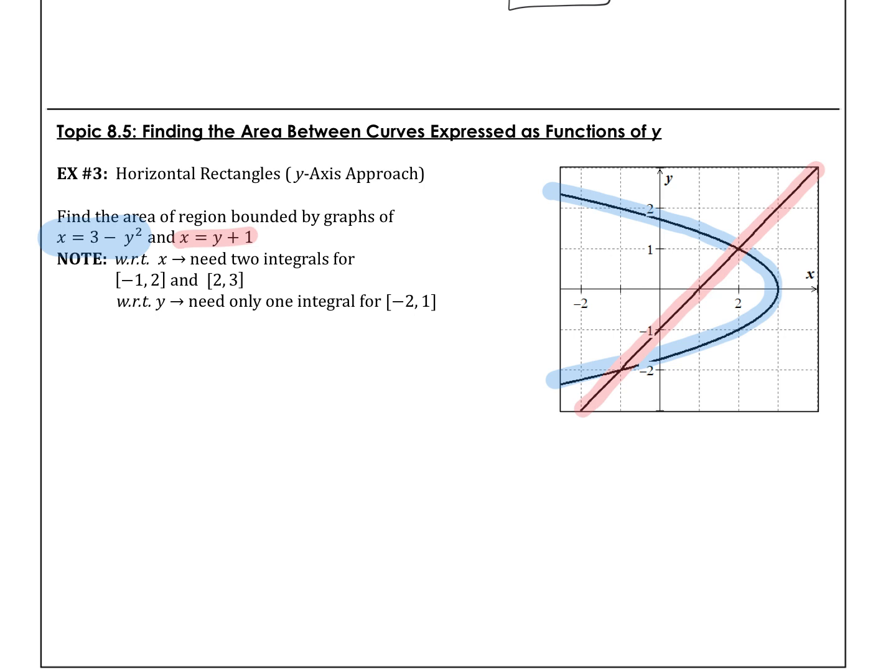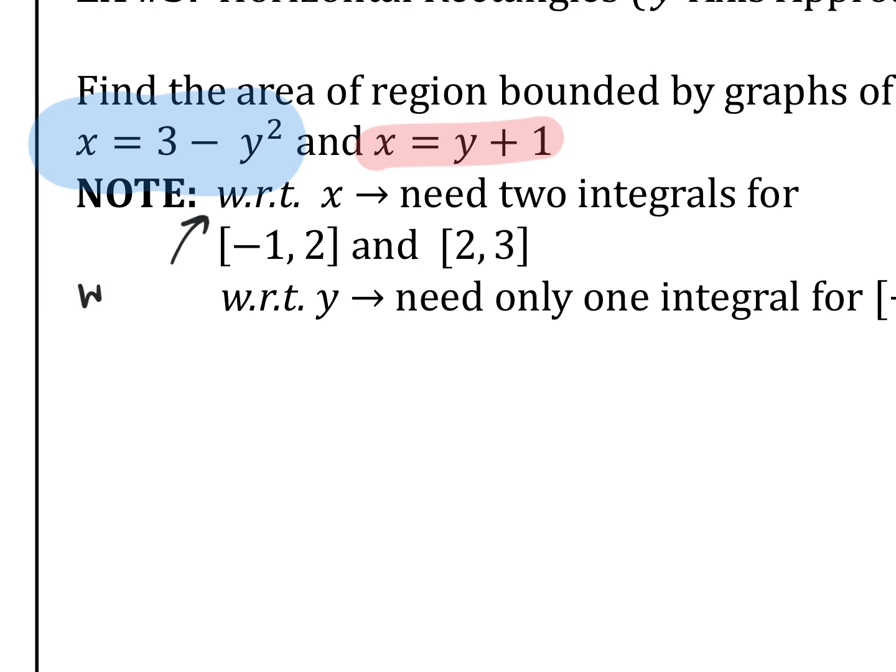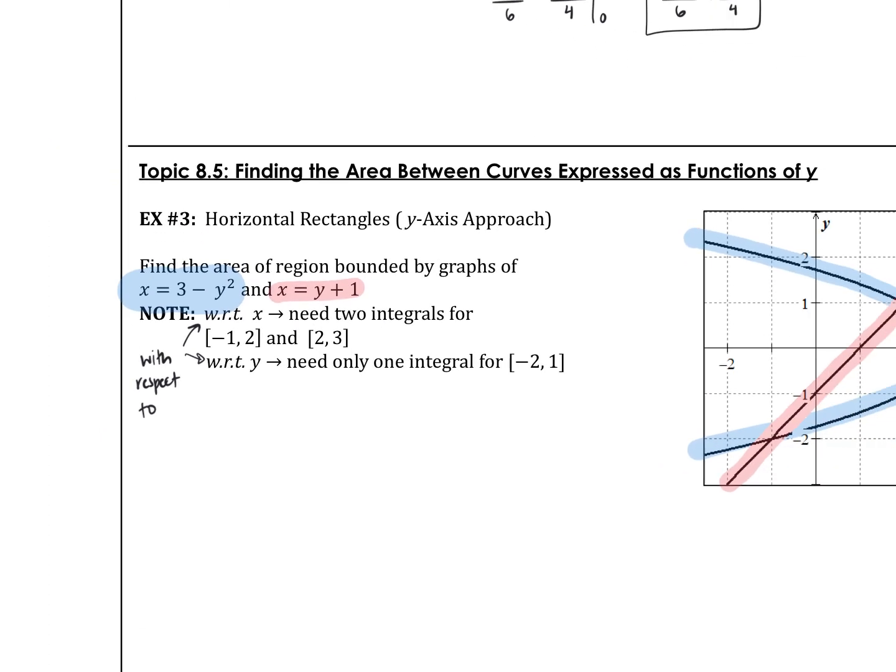Okay? Also, another thing to notice is that sometimes on the homework or sometimes when you're solving these problems, you might not have an answer in terms of x equals or y equals. It might be like x plus y equals this or x plus y equals this. You're going to have to solve for one of your variables in order to graph it, okay, and in order to do your integration stuff. So this WRT right here, this stands for with respect to, and then it says with respect to x. So we need two integrals with respect to x, but if we do with respect to y, we only need one integral. Okay, and I'll explain why that is here.